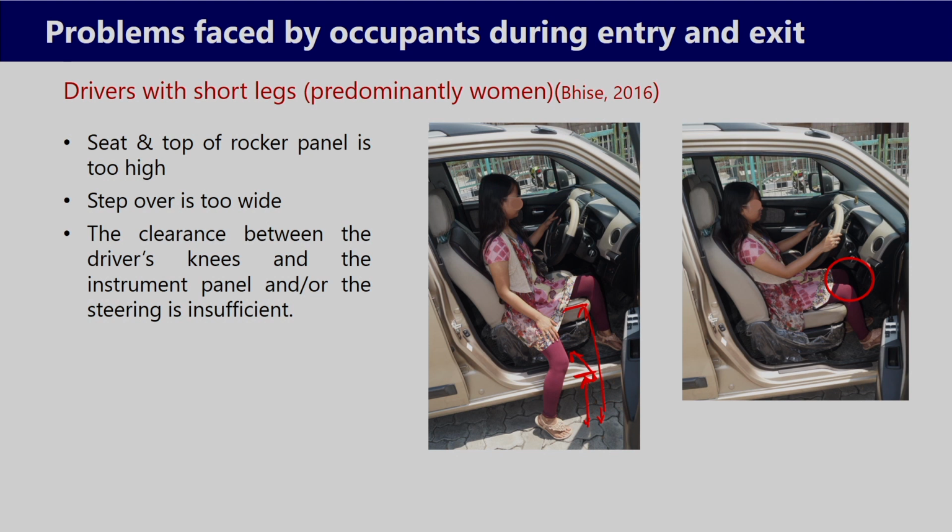The clearance between the driver's knee and the instrument panel and/or the steering wheel is insufficient, because they move the seat forward. When they move the seat forward for accessing the foot pedals as well as the steering wheel, the knee clearance space between the knee and the instrument cluster or the steering column reduces, and as a result they complain that the space is relatively less. Here you can see the available space is very less for them.